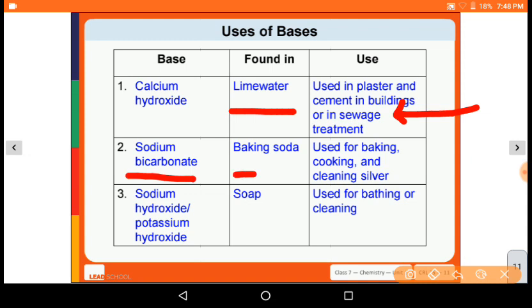Sodium bicarbonate we can find in baking soda. It is used for baking, cooking and the cleaning of silver.